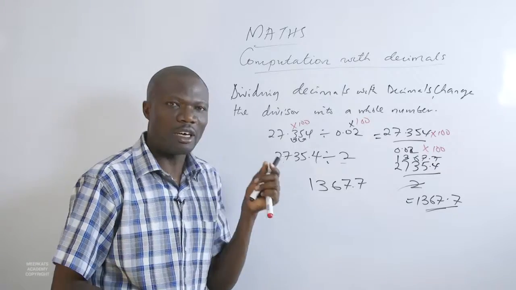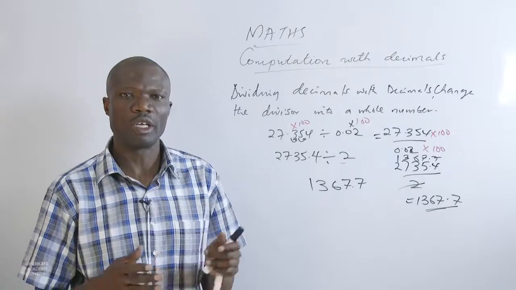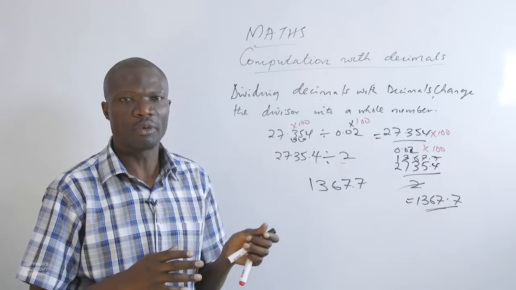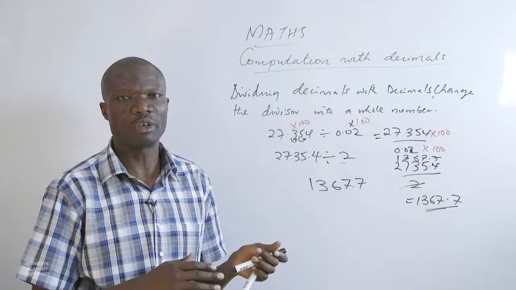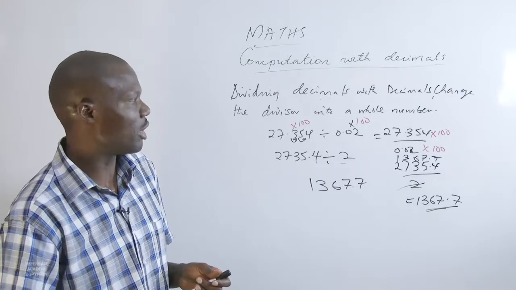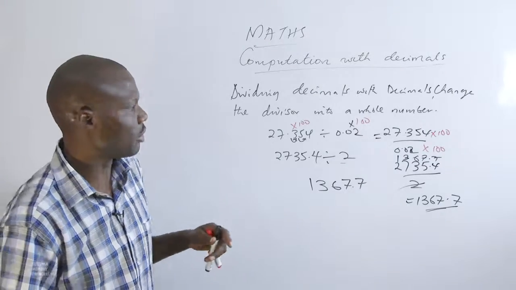So that is how we work on decimals, when we are multiplying decimals and when we are also dividing decimals. Let us look at workable examples and see how we are going to apply the knowledge that we've gone through.